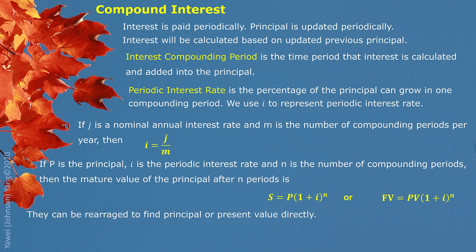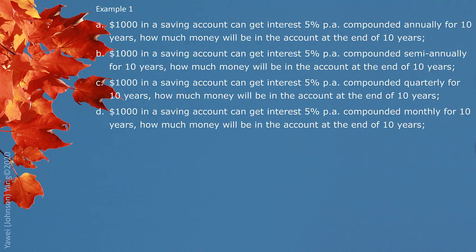It can be rearranged into a different format so we can find the principal directly. Here we can see the convenience of using exponents. When we look for present value or principal, the exponent is simply negative. That's the only difference. Negative n.